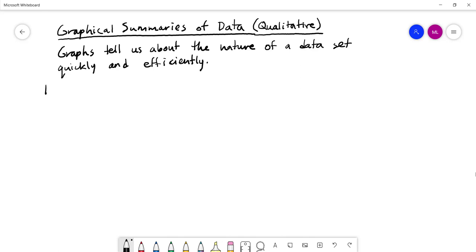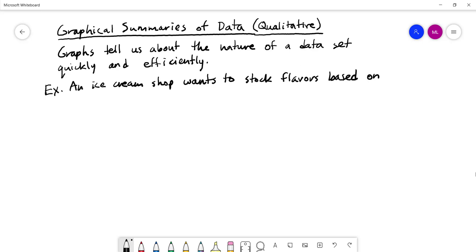So let's take a look at an example to kind of demonstrate this. Let's imagine that an ice cream shop is trying to determine how much of each flavor they want to keep in stock so that they can meet customer demand. They don't have too much of one flavor and too little of another flavor. So an ice cream shop wants to stock their flavors based on customer demand.